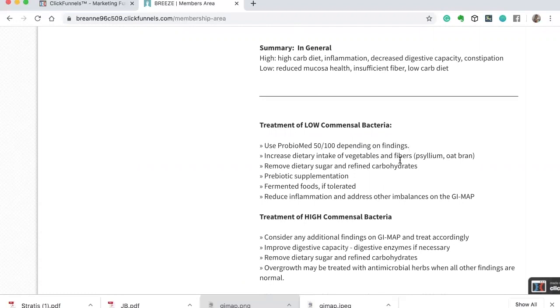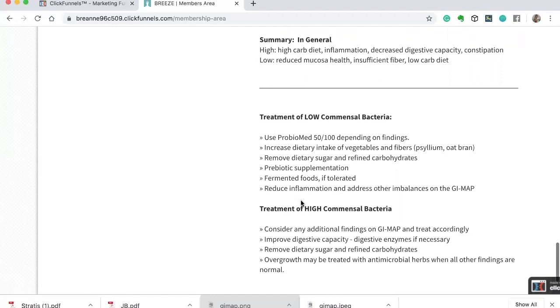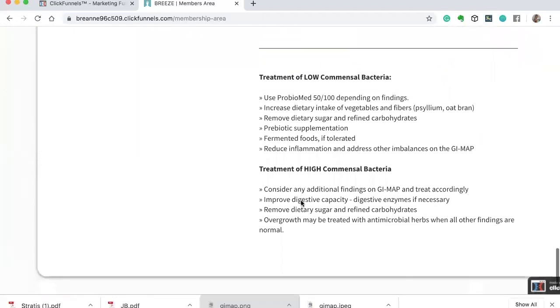Increased dietary intake of fiber, fruits and vegetables is going to help with short chain fatty acid production. That's going to help promote the healthy growth of the normal bacteria so they can make those short chain fatty acids to in turn support the energy needs of the intestinal cells. Remove dietary sugar, remove refined carbohydrates, consider a prebiotic supplement and fermented foods, reduce inflammation, as well as address other imbalances that come up on the GI map test.